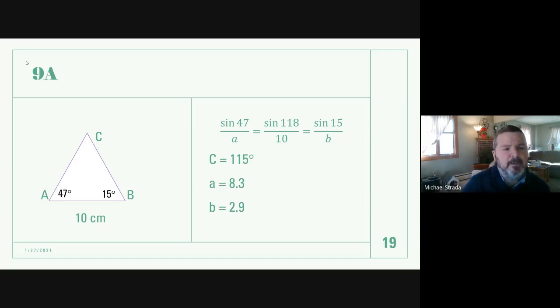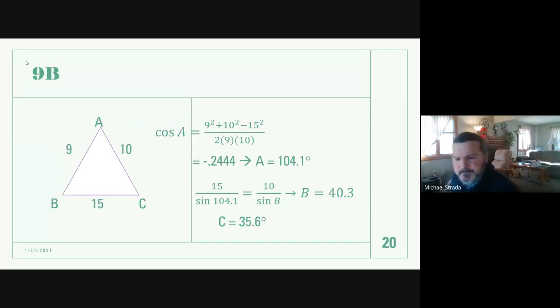All right. Everybody good with 9A? And then there's 9B, where you got to use the law of cosines because it gave you all three sides.